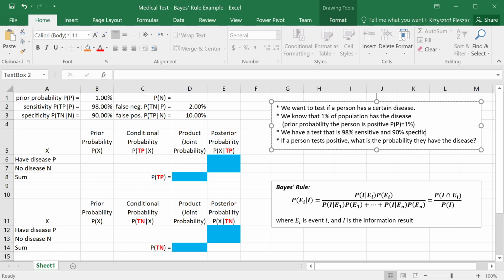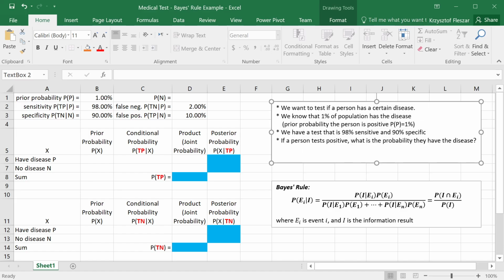Suppose you take a person and you don't know if they have a disease or not. If the person tests positive, right? So this is given that they test positive, you test them, TP, true or false, that they tested positive or they tested negative. What is the probability that they have the disease?